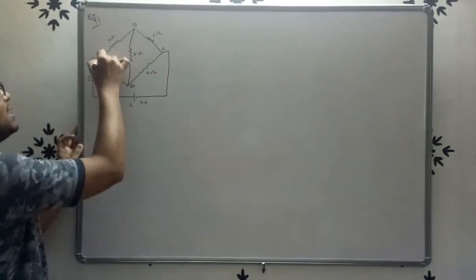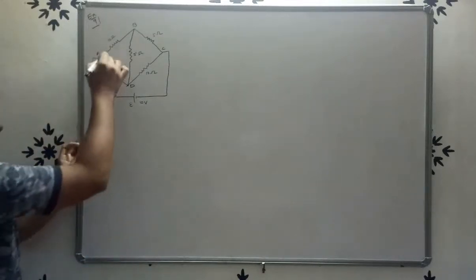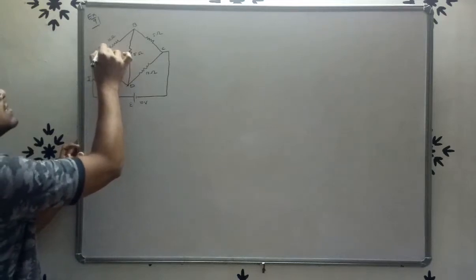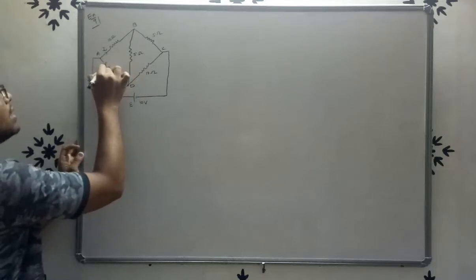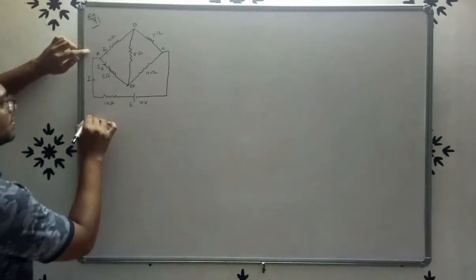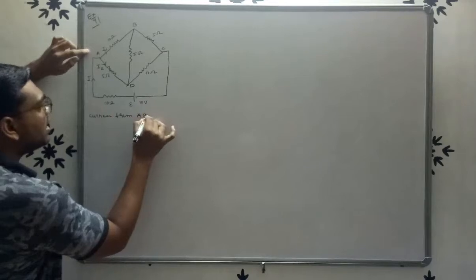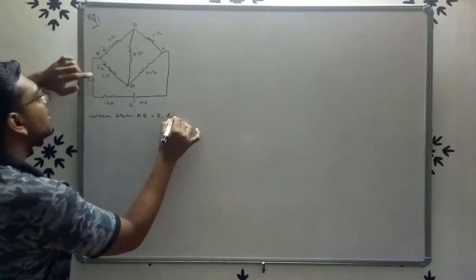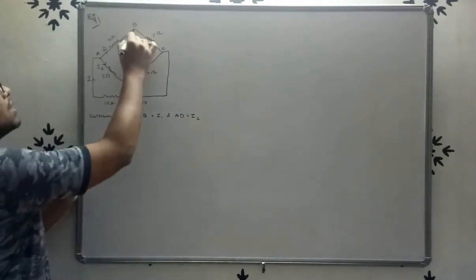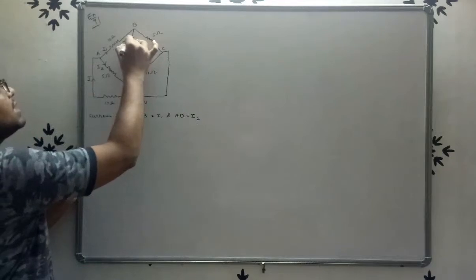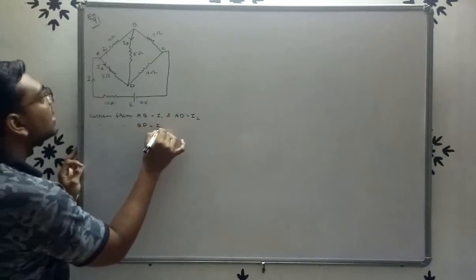Now here at point A, this current I will be divided into two parts. So here current flowing from A to B is suppose I1, then from A to D is I2, right? So current from A to B is equal to I1 and A to D is equal to I2. Thereafter, suppose here we assume current flowing from B to D is I3. So current flowing from B to D is equal to I3.